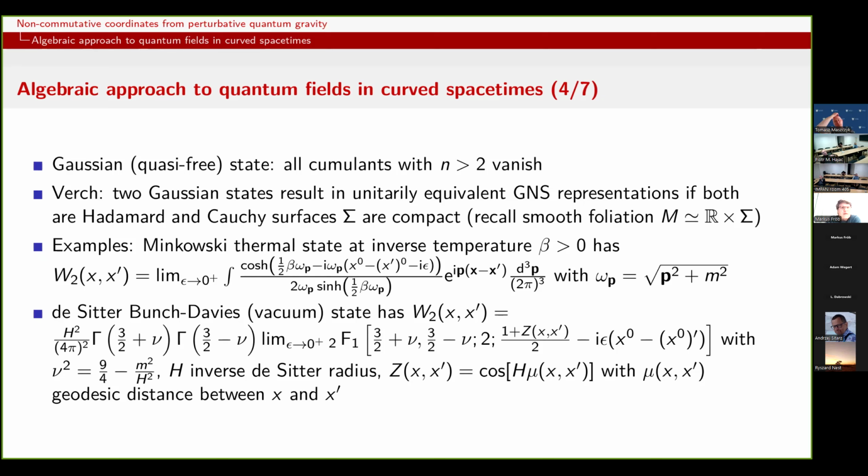And well, one can prove very nice results on these states. So, for example, for two Gaussian states, one gets unitarily equivalent GNS representations. So one is in a very nice situation if both of these states fulfill the Hadamard condition and the Cauchy surfaces are compact. And this is now where, for example, this foliation enters as well. But it's just the flavor of results that one can prove. I've given you some more examples.